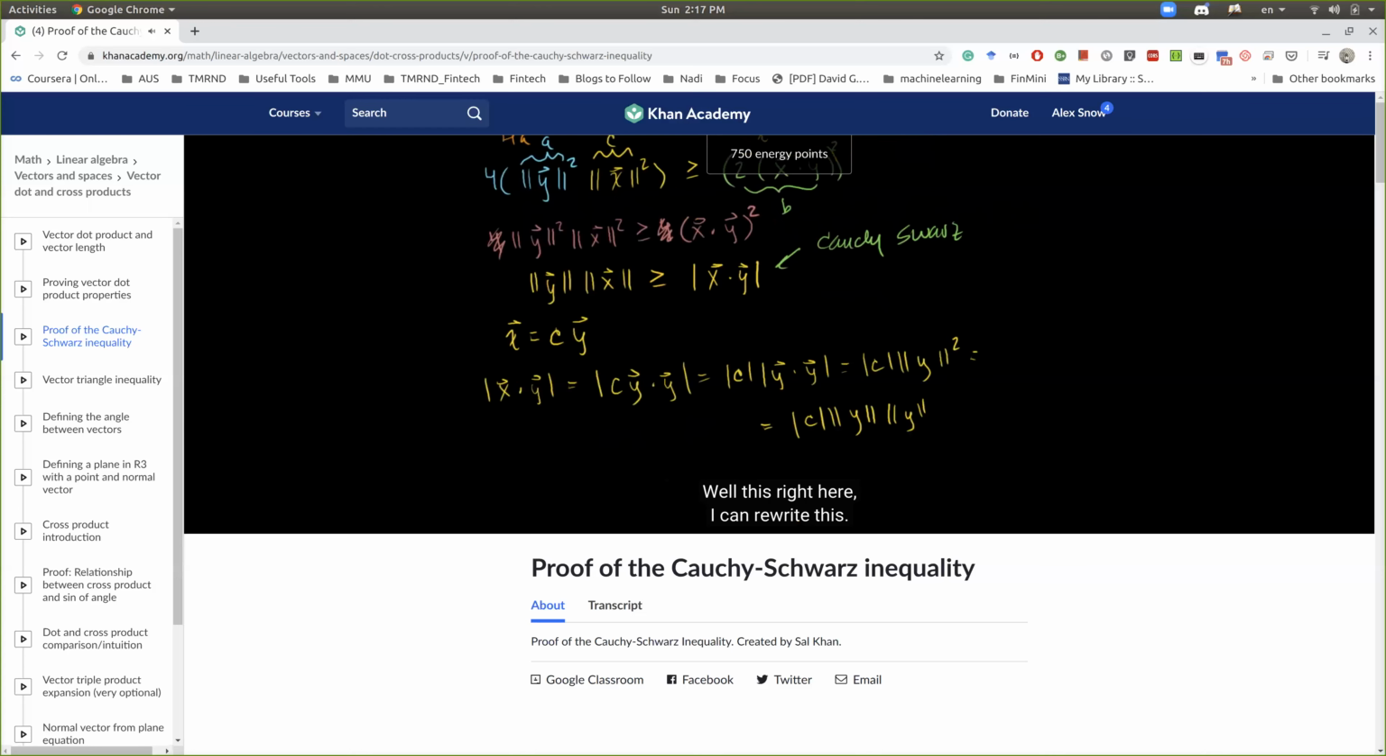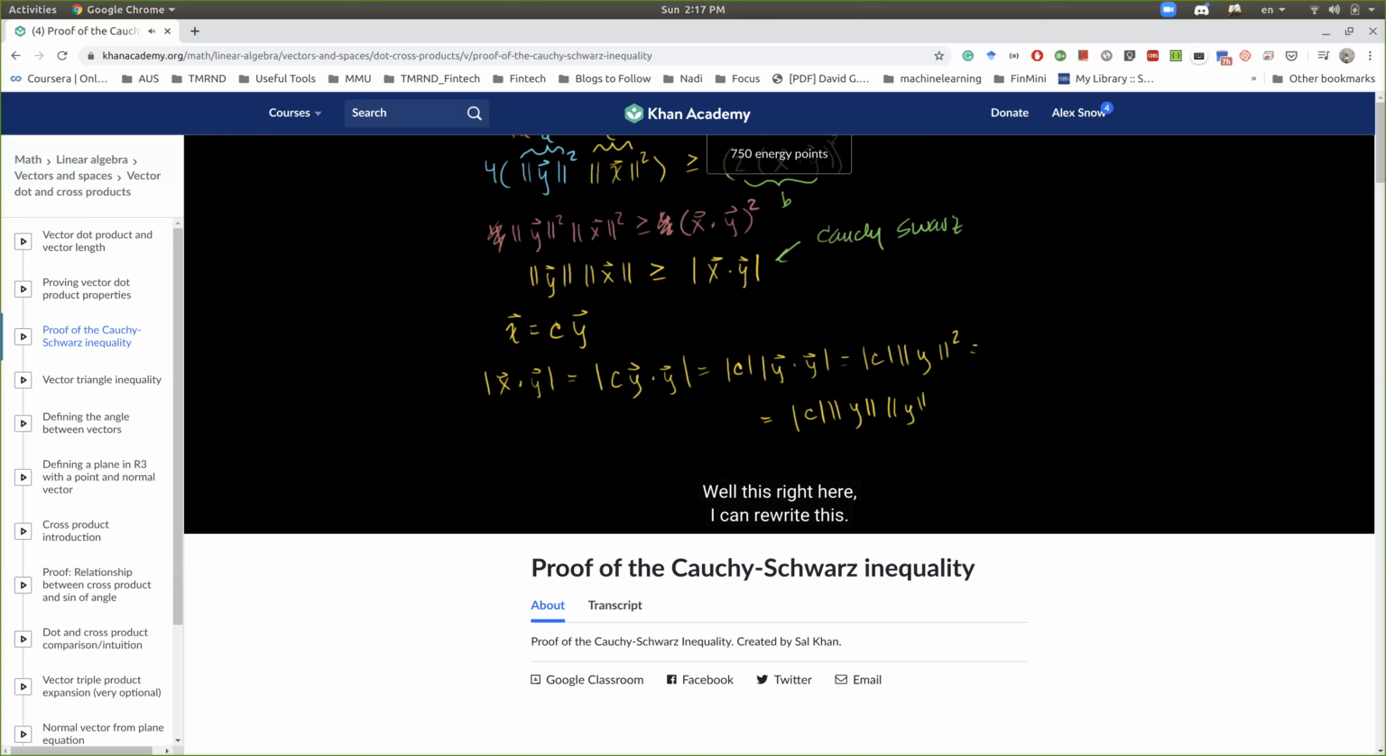Well, this right here, I can rewrite. You can prove this to yourself if you don't believe it, but we could put the c inside of the magnitude. That could be a good exercise for you, but it's pretty straightforward: you just use the definition of length and multiply it by c. This is equal to the length of cy times the length of y. Now, cy is x. So this is equal to the length of x times the length of y.